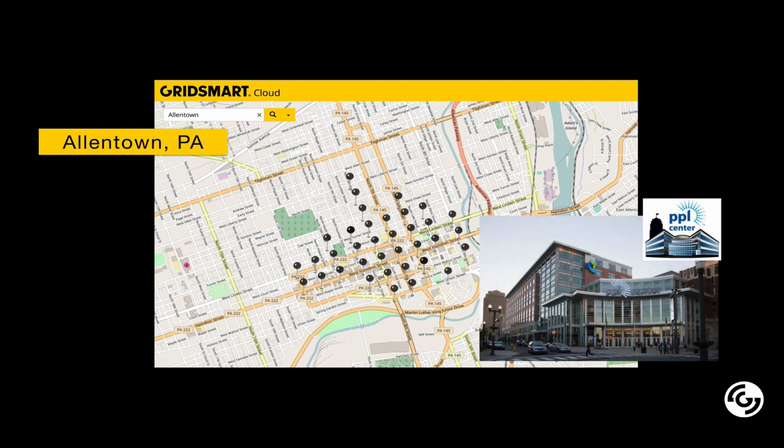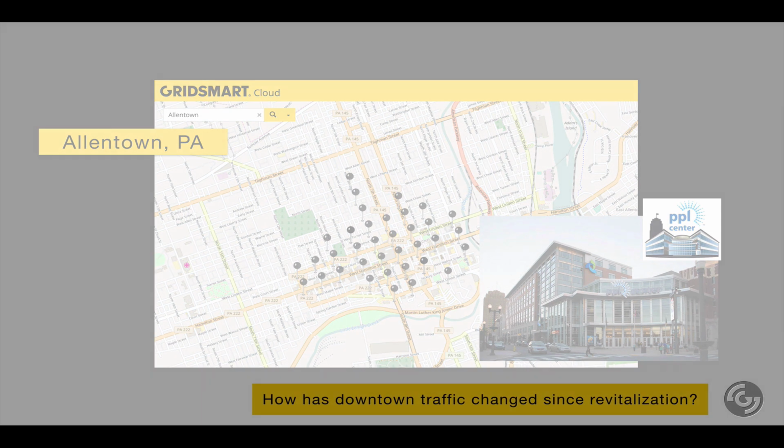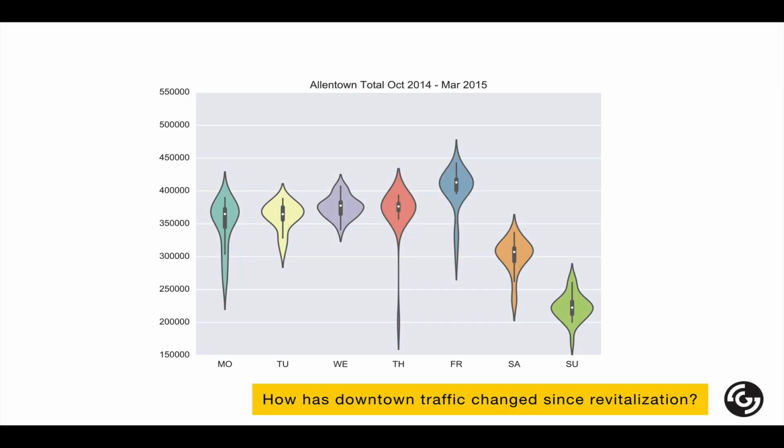Another question you might want to ask, if we've revitalized downtown or built a new center, how has it changed traffic in the area? Allentown, Pennsylvania, back in 2014, did a downtown revitalization. They built the PPL Center, which was a new sports and a concert venue. At the same time, they also put in 36 GRIDSMART systems and McCain Transparity Central System, and they're using the GRIDSMART systems for counting. So how had downtown traffic changed?